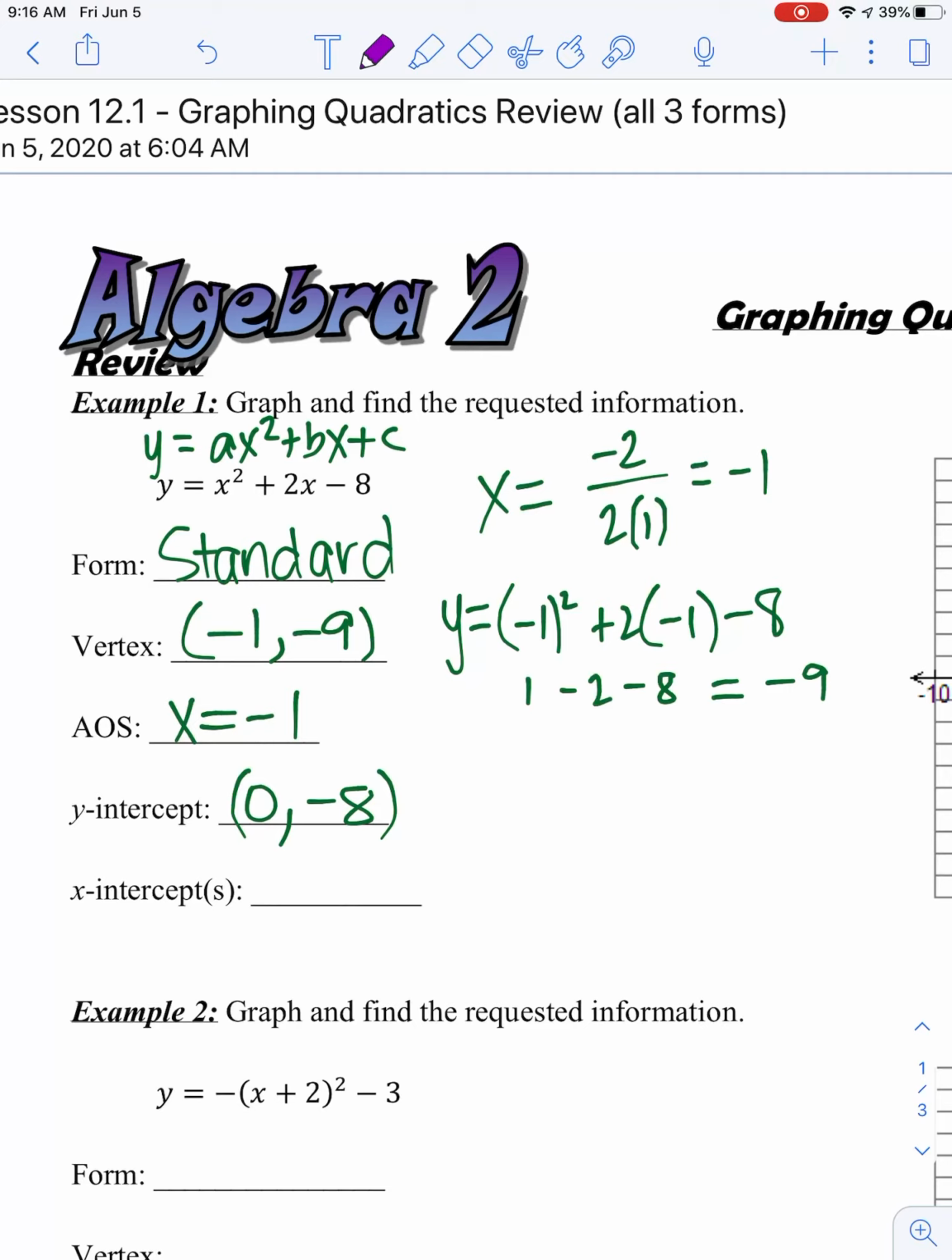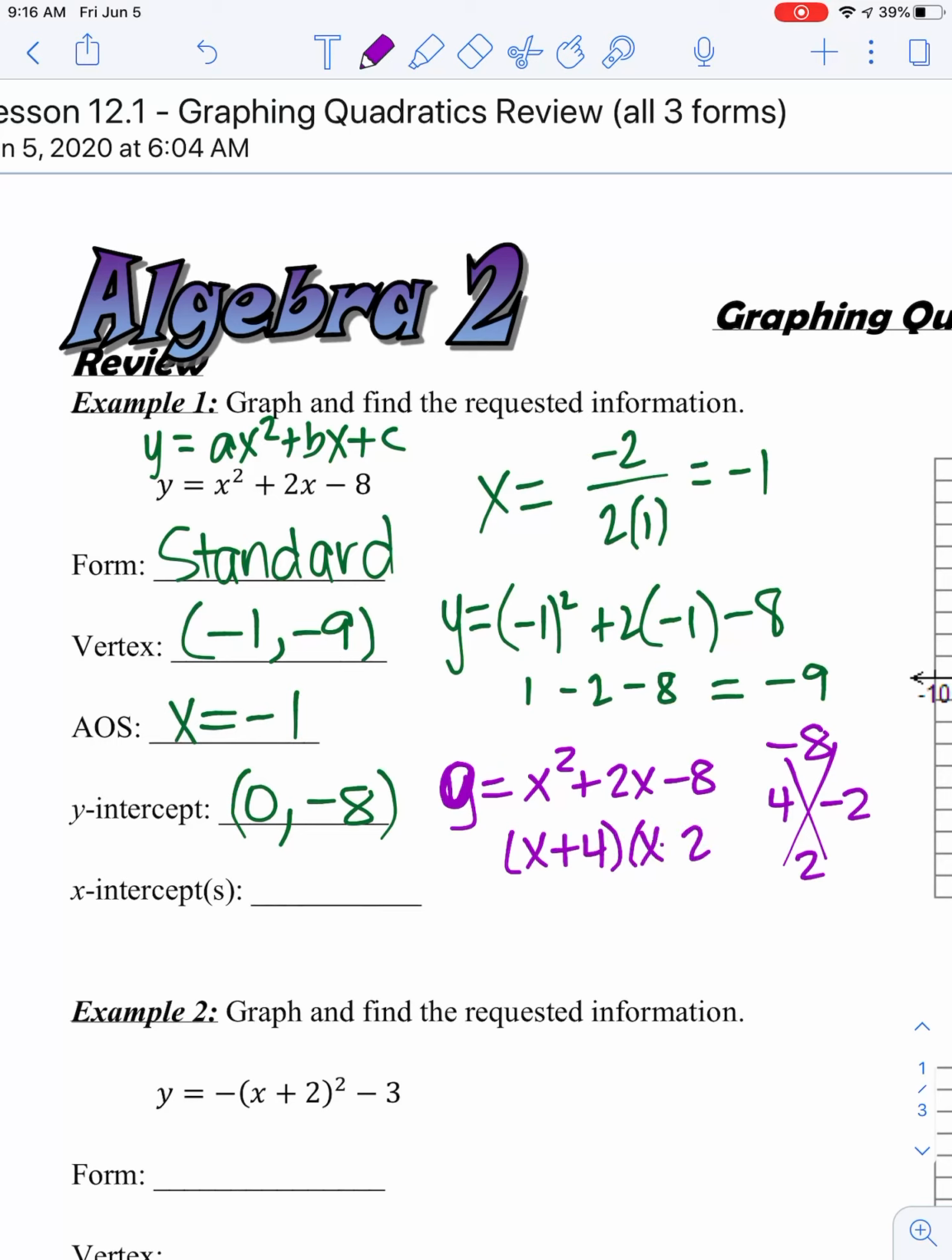So we can take y equals x squared plus 2x minus 8, plug in a 0 for y, and factor. So what multiplies to negative 8 and adds to 2? A 4 and a negative 2, so x plus 4 times x minus 2. Now when I set this equal to 0 and solve, I get x equals negative 4, x equals positive 2, so I have x-intercepts at negative 4, 0, and at 2, 0. So notice what we did here is we converted to intercept form by factoring and then used the zero product property to solve.